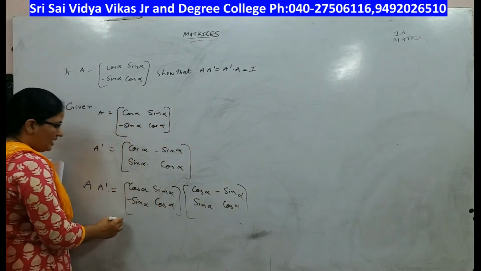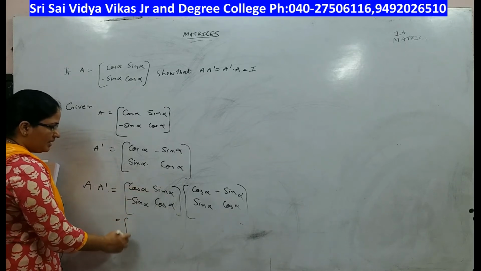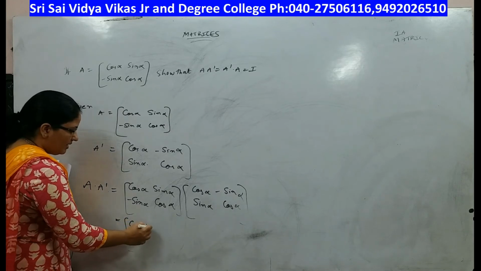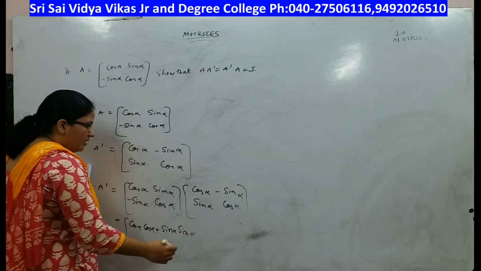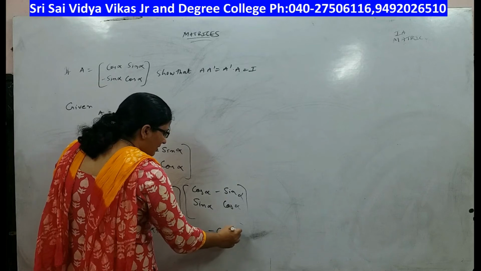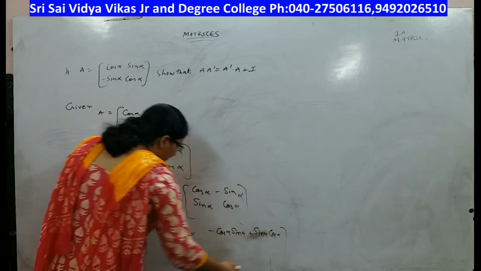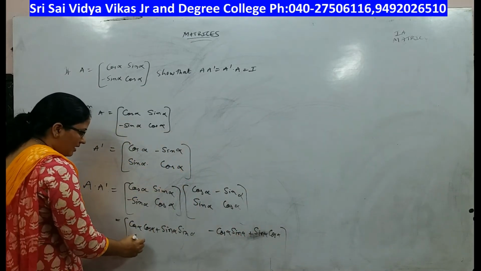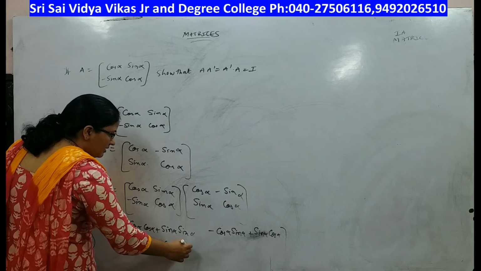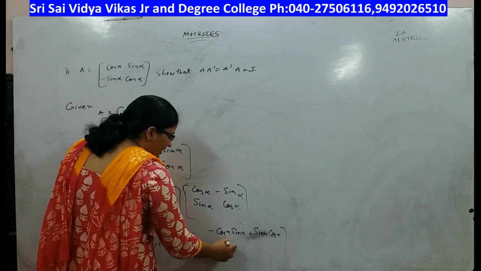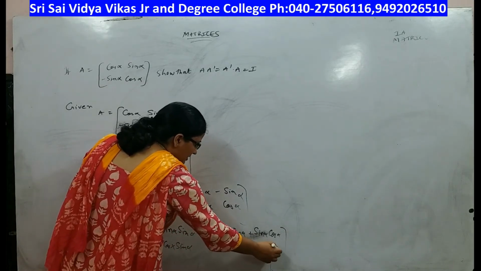Now, how to multiply? First row first column, first row second column, second row first column, second row second column. That is cos alpha into cos alpha plus sin alpha into sin alpha, minus cos alpha sin alpha plus sin alpha cos alpha, minus sin alpha cos alpha plus cos alpha sin alpha, minus sin alpha whole square plus cos alpha into cos alpha. This is what you have.